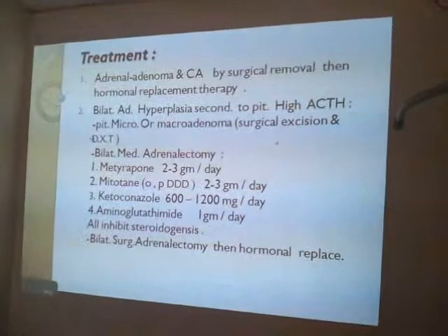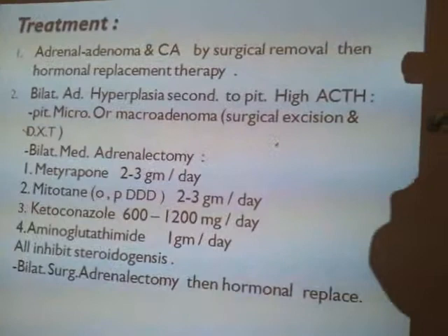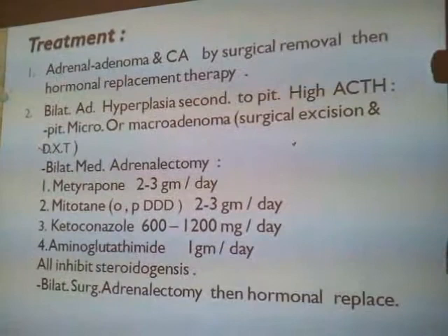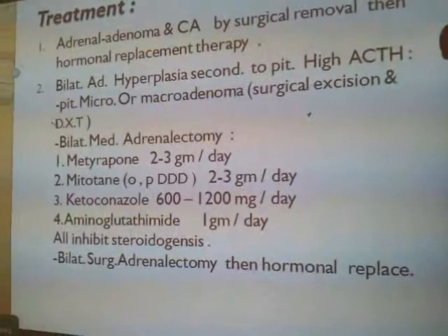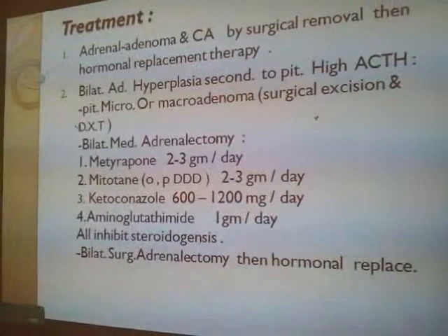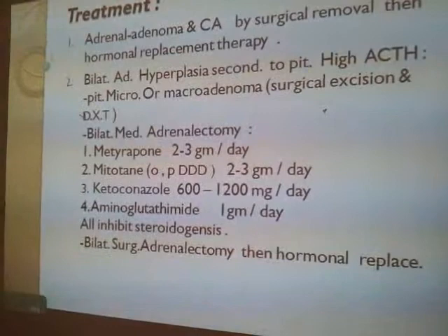As I have mentioned, treatment is directed to the adrenal adenoma: surgical removal, then hormonal therapy. You remove the tumor, whether malignant or benign. If the cause is excess ACTH, whether pituitary or extra-pituitary ACTH, there will be hypertension, and there is nothing else to do; you have to do a bilateral adrenalectomy, whether medical or surgical, as we have mentioned in Cushing syndrome.